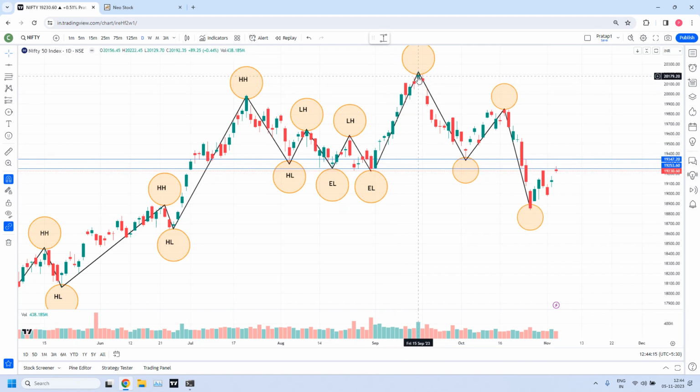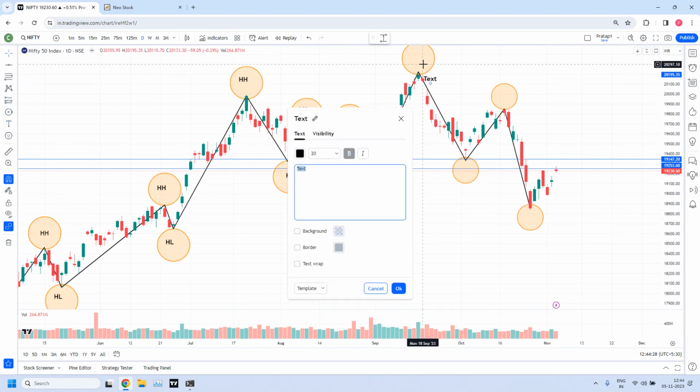And what about the next? Now it is no more lower high. Previous high and current high, if you compare, this is higher high. Let me mark.